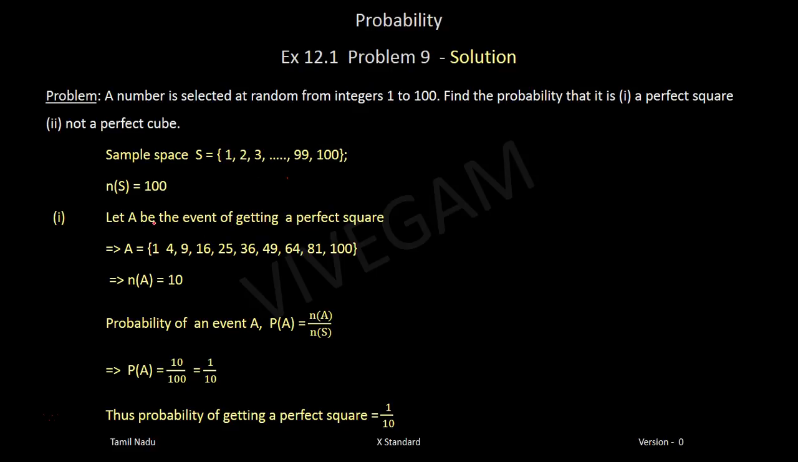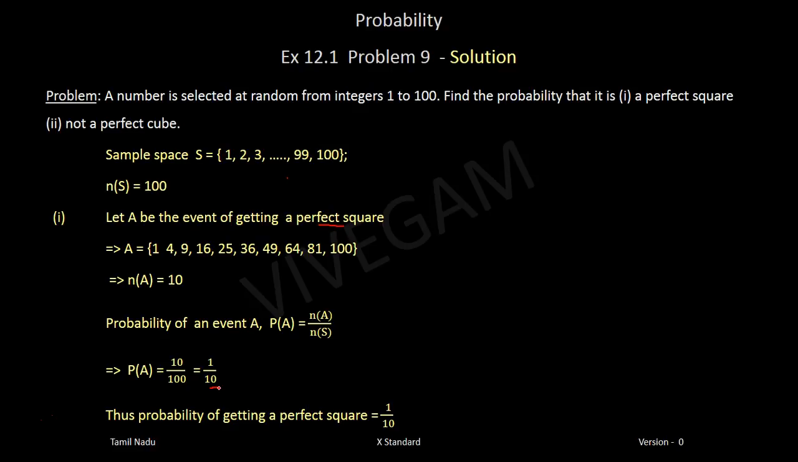And our event A is getting a perfect square. So, these are the possible outcomes, and these are the favorable outcomes for us. How many favorable outcomes are there? 1, 2, 3, 4, 5, 6, 7, 8, 9, 10. 10 favorable outcomes are there. So, n of A equal to 10. So, probability of getting event A is 10 divided by 100. That is 1/10 of the cases you will get a perfect square.